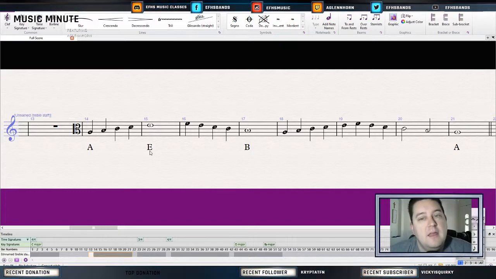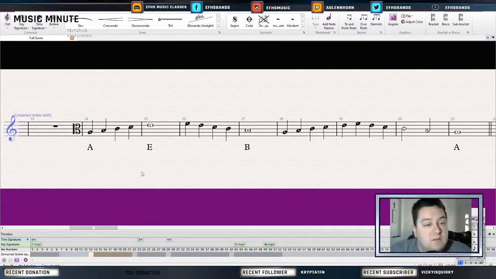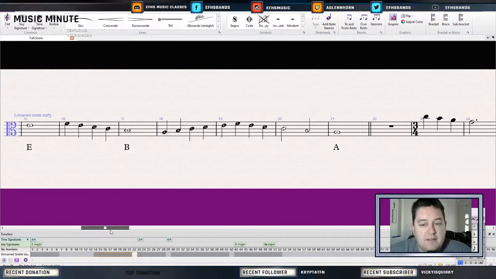It's way easier. If there's a weird accidental in there, I would just throw it in, pencil it in, and that's fine. I'm not necessarily writing out every single thing in the passage.